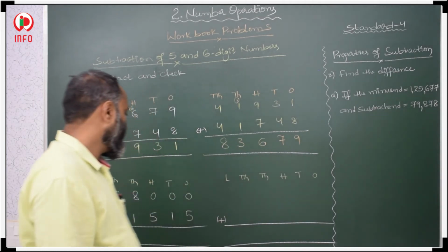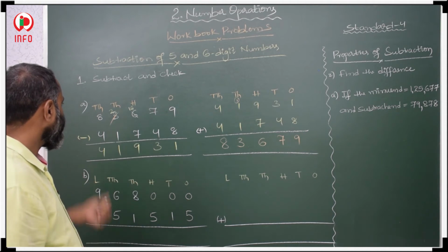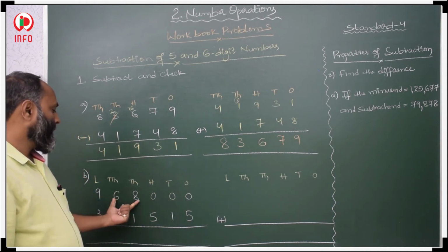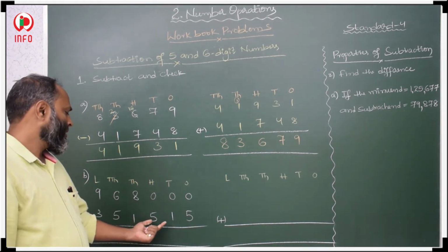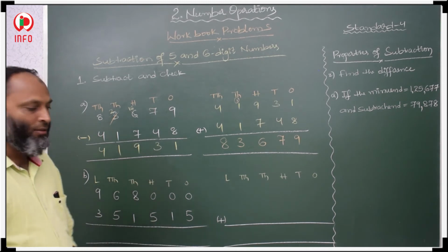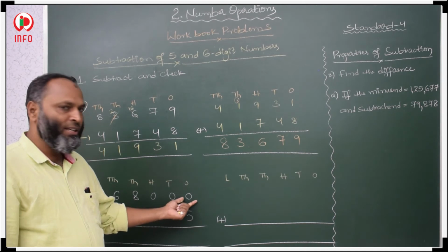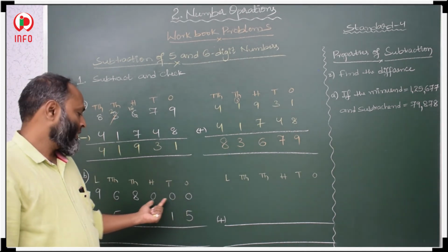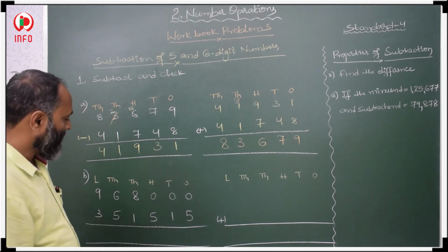Now the next question, second B. 9,68,000 minus 3,51,515. So how to subtract? Here 0 minus 4. This is less, so we should borrow from here. Here also 0 is there, and here also 0 is there. So from here we borrow.